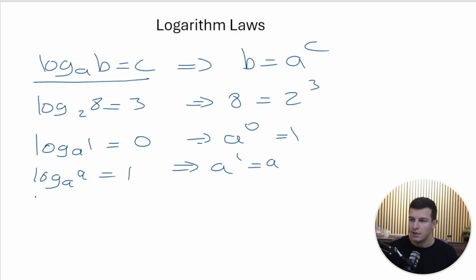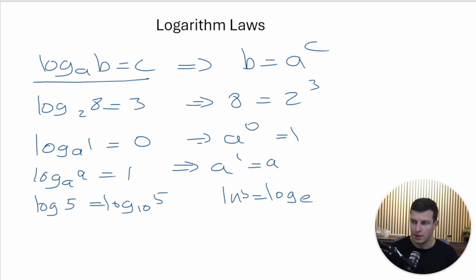So sometimes you will see that log doesn't have a base written. For example, they will say log 5. That means the base is 10: log base 10 of 5. Also, you will see in some cases there's ln, which also means log base e. So ln 5 means log base e of 5.